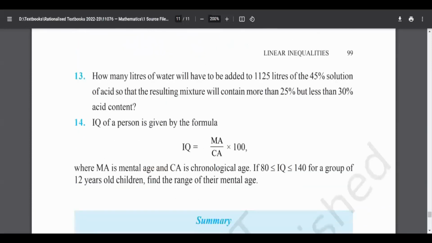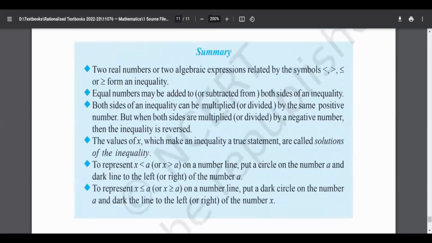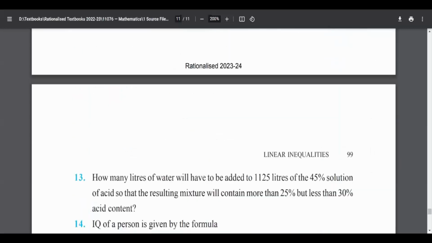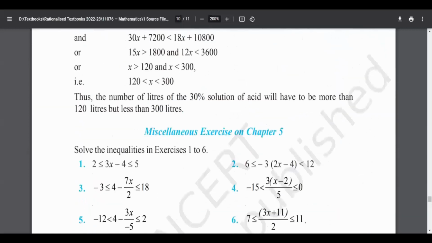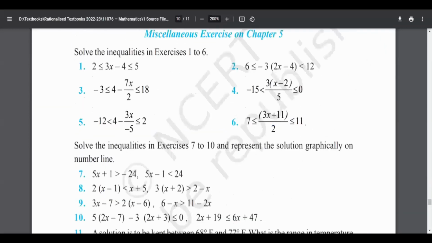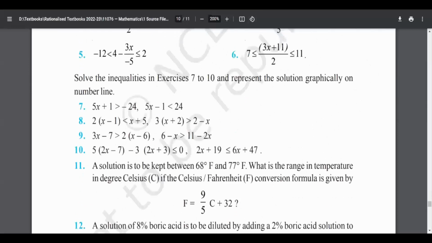I have explained them. You can check it once. So IQ is MA by CA, this is kind of similar. Just substitute the value of IQ here and you will get the answer. So we have completed this chapter, linear inequalities. This was our miscellaneous exercise. Okay, I hope you can solve this now.